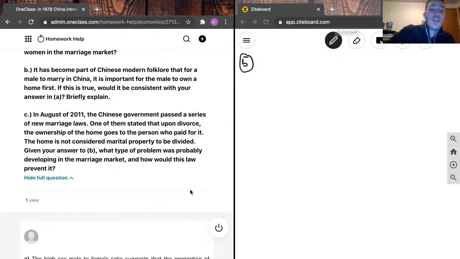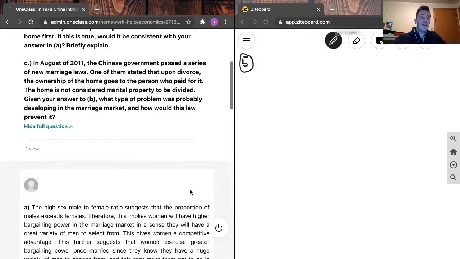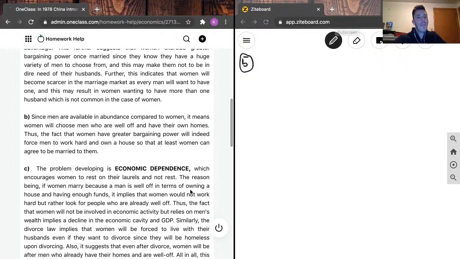B. It has become part of Chinese modern folklore that for a male to marry in China, it's important for the male to own a home first. This is true. Would it be consistent with your answer in A? Since men are available in abundance compared to women, it means women will choose men who are well off and have their own homes. Thus, the fact that women have greater bargaining power will indeed force men to work hard and own a house, so at least women can agree to be married to them. And I guess it also shrinks the supply of men available to women.